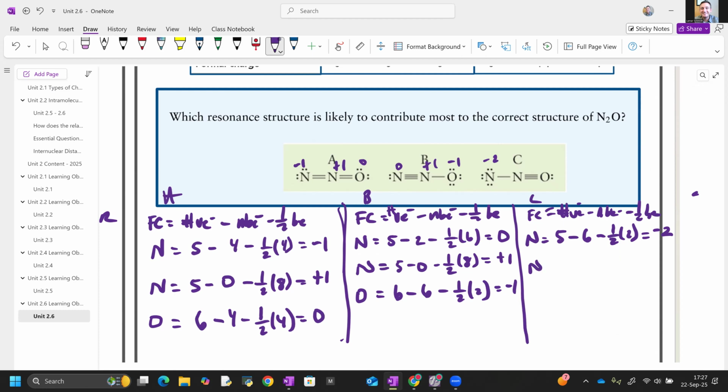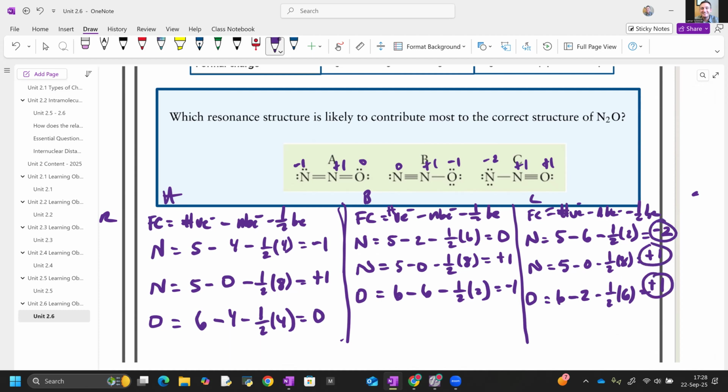Again, this nitrogen in the middle is the same. It's 5 minus 0 non-bonding electrons minus 1/2 of 8. And that's going to be +1. And then what we notice is if the sum of the charges is going to be 0, well, then oxygen must also be +1. But let's go ahead and calculate it. 6 minus 2 minus 1/2 of 6. So 6 minus 2 minus 3. So 6 minus 5 is +1. And hopefully you can see that.